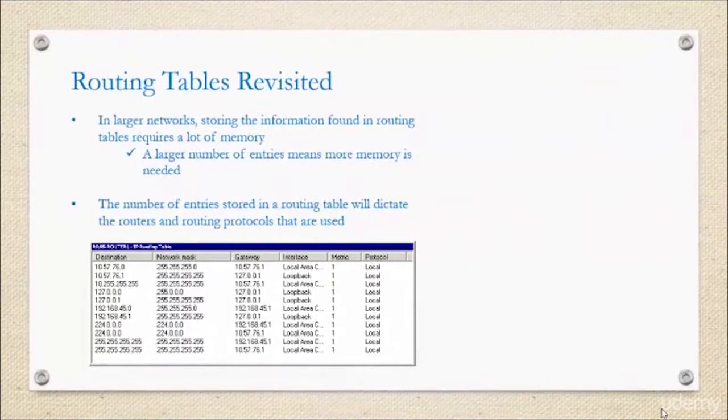Just a real quick review on the routing tables in larger networks. Storing information in routing tables requires a lot of memory. And so the more entries, the more memory. And the number of entries sort of dictates how routers and routing protocols are used, or rather which ones are used, right? So there's a lot of factors that will go into how we set up routing on our networks.